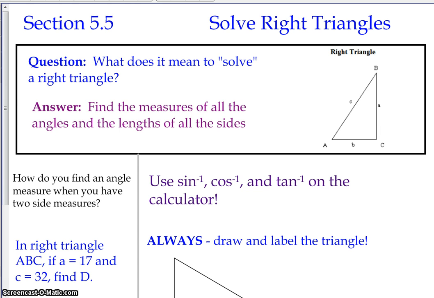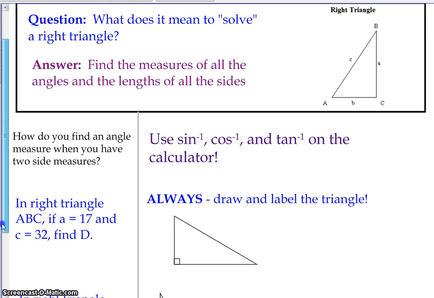Solving a right triangle means that we find the measures of all of the sides and all of the angles of a triangle. All right, so we're going to just work to find the measures of the angles and the sides. So how do you find an angle measure when you have two side measures? That's what we're talking about.